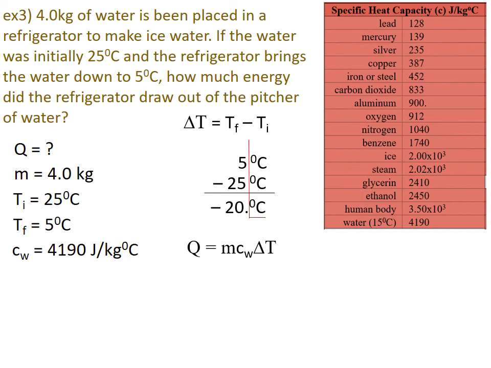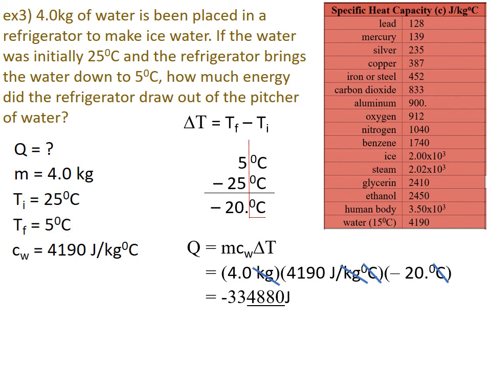Now I can substitute my numbers into the equation. I run it through my calculator. Kilograms and kilograms factor out. Degrees Celsius and degrees Celsius factor out. So I get negative 334,880 joules, which could be written as negative 330,000 joules, or, since it's such a large number, negative 330 kilojoules.